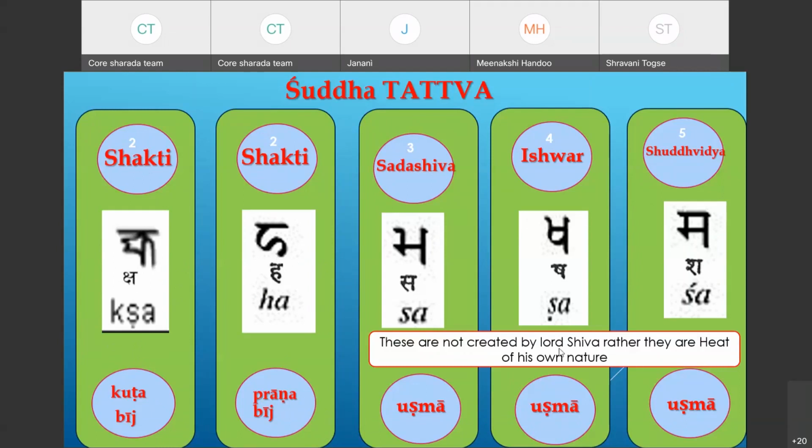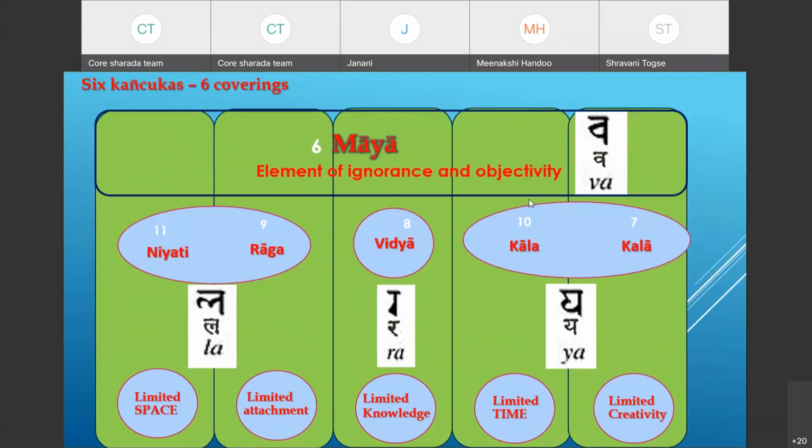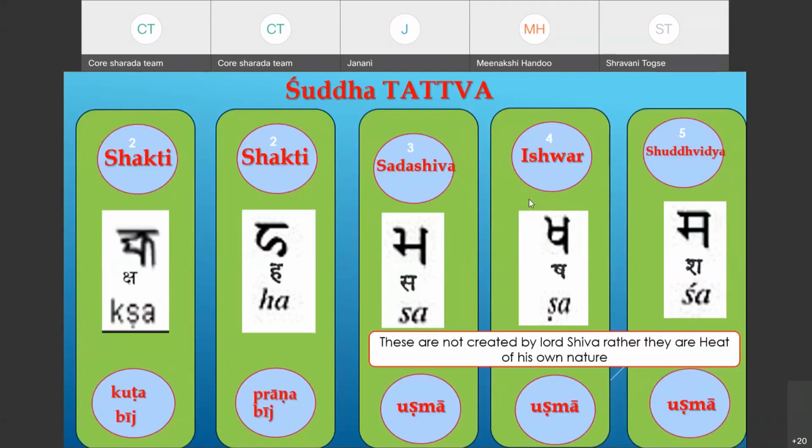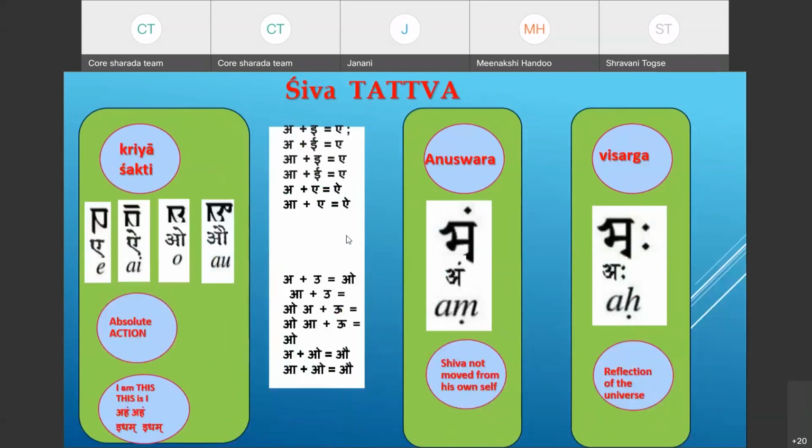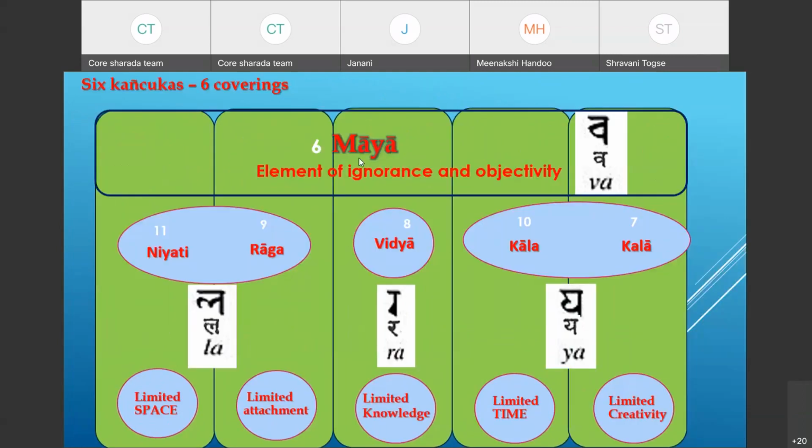So then from the state of Lord Shiva, with all these energies of Icha Shakti, Gyan Shakti, and Kriya Shakti, Shiva creates the Maya, elements of ignorance and objectivity, which is represented by a verb. And then Maya, these are all limitations. These are all called Kanchukas. These are actually 6 coverings.